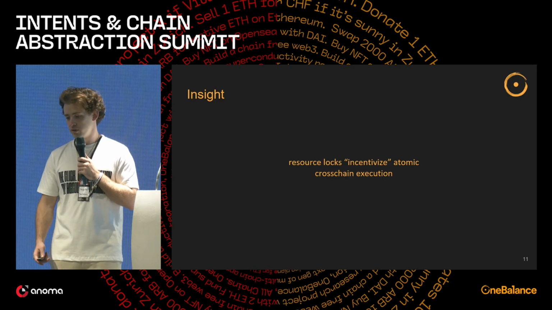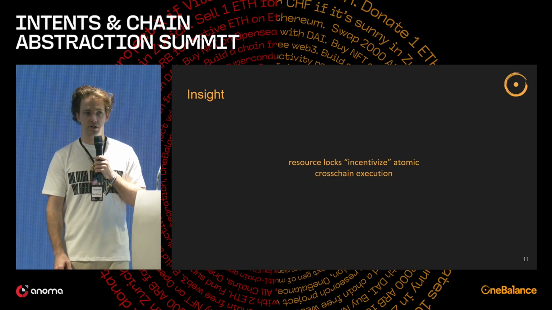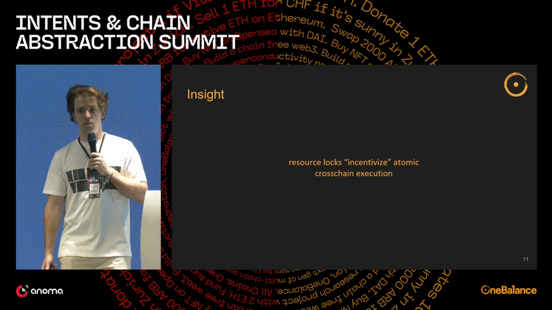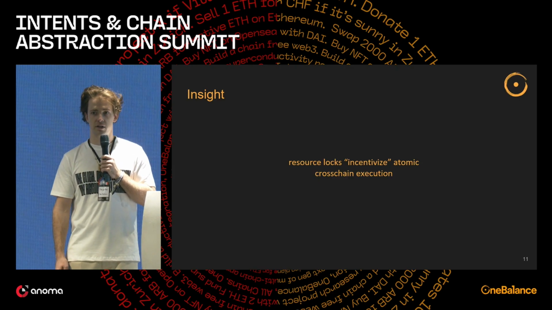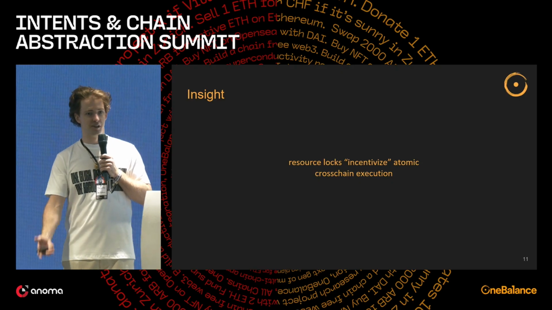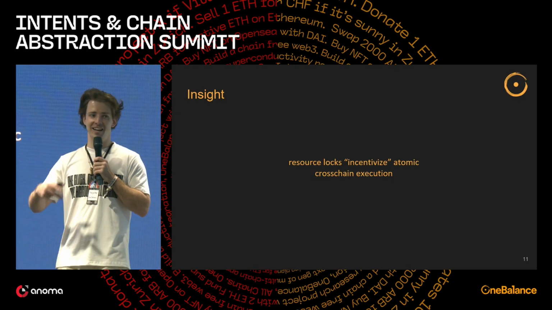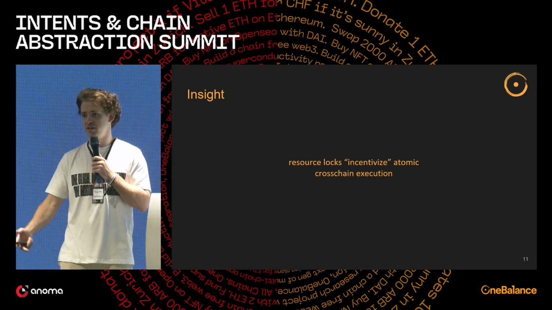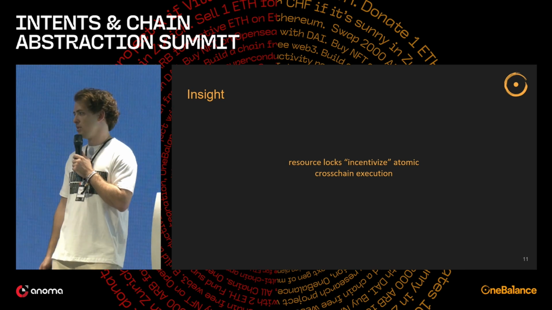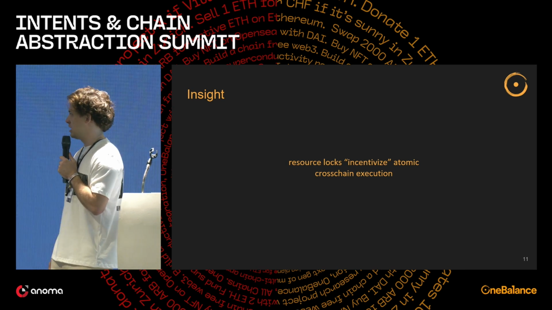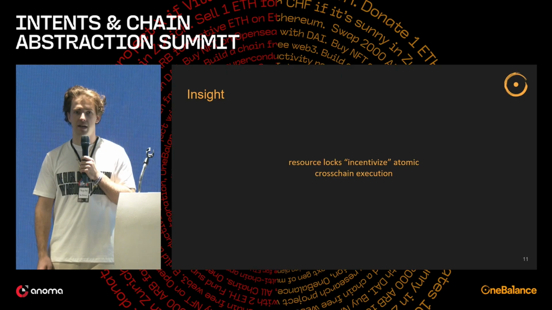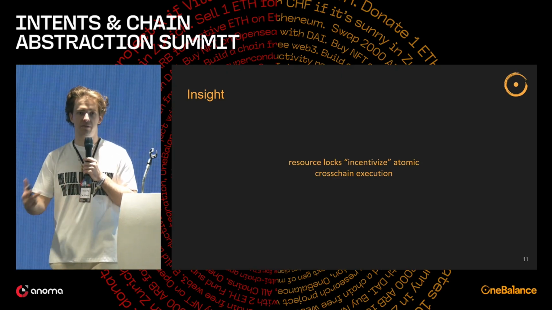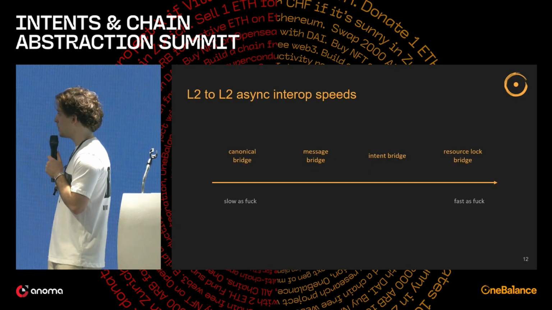And so what resource locks and intents enable you to do is achieve the holy grail of asynchronous interoperability, which is atomic execution, without actually solving the computer science problem. You're adding a market, you're adding crypto economics on top of this problem, and all of a sudden you're achieving the outcome that you want. We love to do this in blockchains, and coming to this insight is the key one in recognizing that resource locks are somewhat inevitable in a multi-chain future.